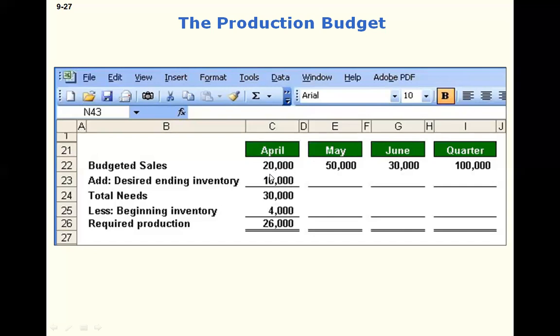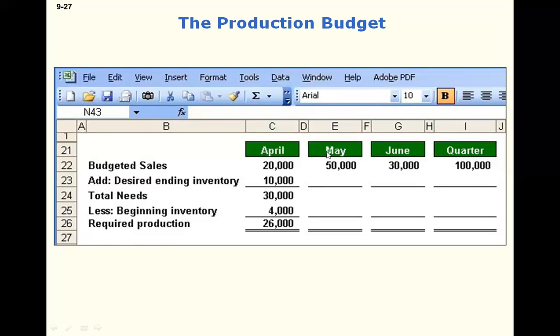So 20,000 plus 10,000, that is 30,000. And 4,000, beginning inventory is given on your question. They said 31st March ending inventory was 4,000. We said last month's ending becomes this month's beginning. March's ending becomes April's beginning. 4,000 will be the beginning. Is it clear? Clear, sir.